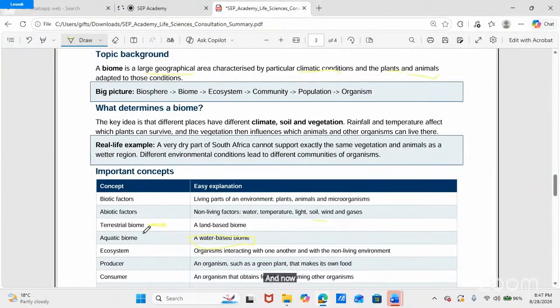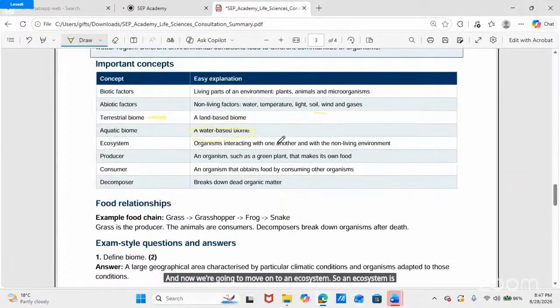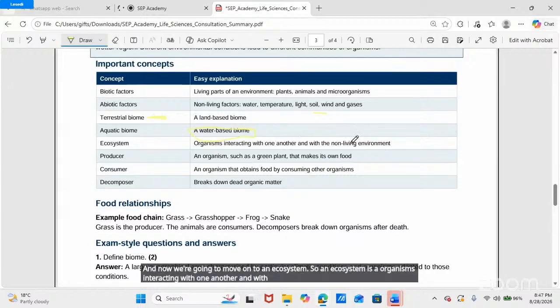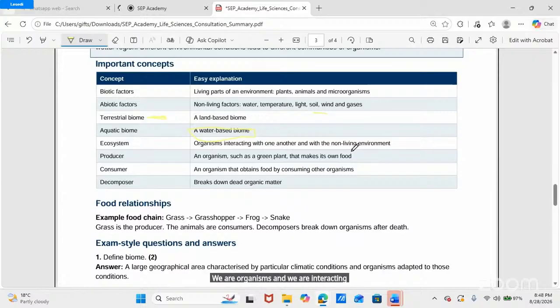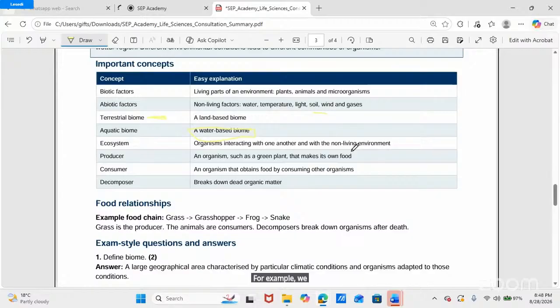And now we're going to move on to an ecosystem. An ecosystem is organisms interacting with one another and with the non-living environment. So an ecosystem simply involves what we are doing now. Us as human beings, we are organisms and we are interacting with one another. We interact with other organisms, which are other animals and other human beings. And we are also interacting with the environment that we live in. For example, we use the environment to plant trees, to plant vegetables that we eat, right? And we also breathe in the air.